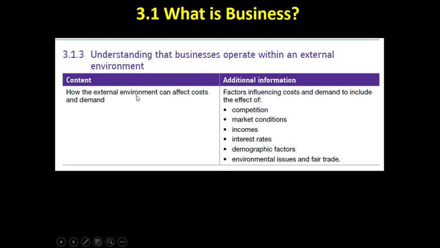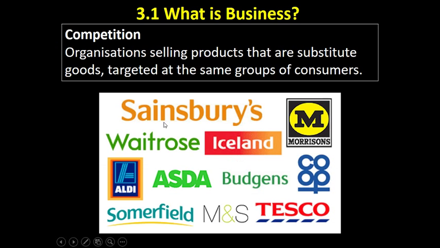So we are now working through these bullet points here in the external environment, and we need to consider how each factor in the external environment can affect a business's costs and its demand. So the first bullet point is competition. I've defined competition as organisations that are selling substitute goods that are targeted at the same groups of consumers.